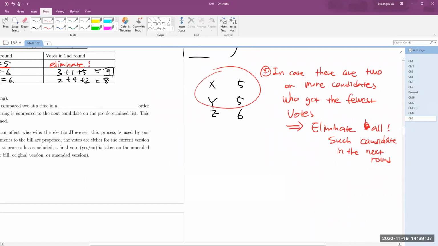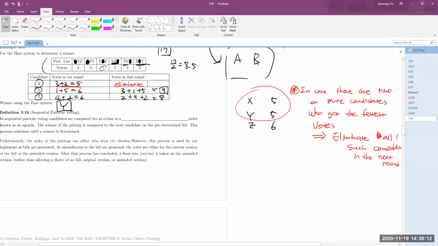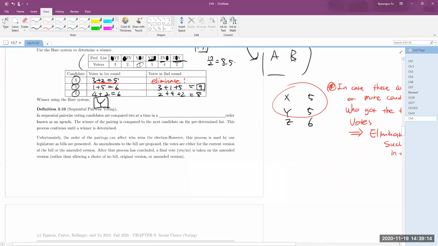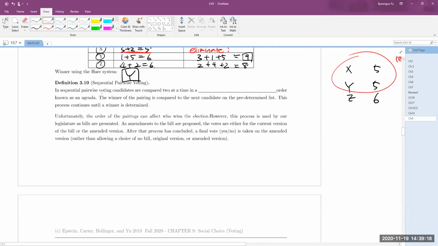Yes. Oh, so okay. And okay, we have 5 minutes, so let's think about the sequential pairing. Then we will end the class.